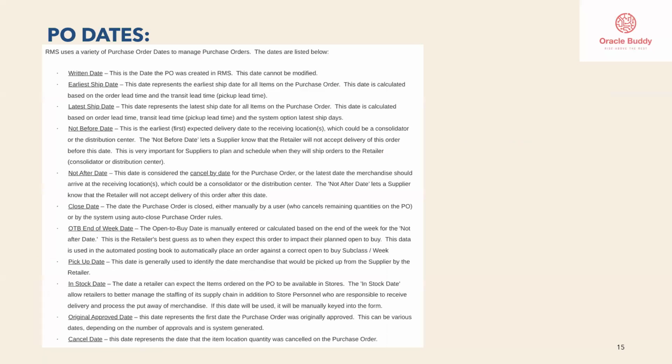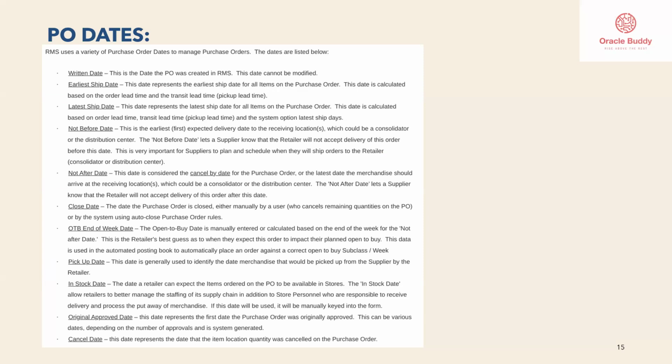There are certain PO dates which are very important while creating or setting up a PO. They are as follows. Written date. This is the date the PO was created in RMS. The date cannot be modified. Earliest ship date. Date represents the earliest ship date for all items on the purchase order. The date is calculated based on the order lead time and transit lead time.